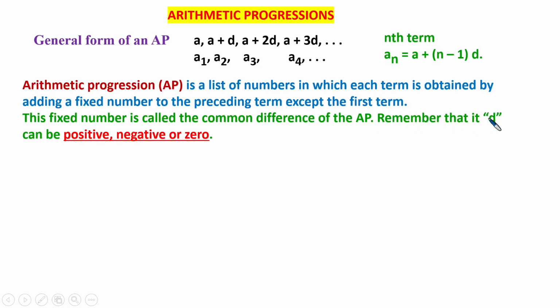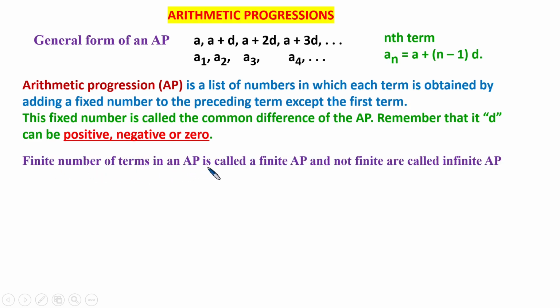Remember that this d can be positive, negative or 0. So here positive means the number will move in a positive direction on the number line, and negative means the number will move in the negative direction on the number line, and 0 means it will be same repeating a comma a comma a comma a. So there is no difference. So this is a 0. So that also can be considered as arithmetic progression with difference of 0.